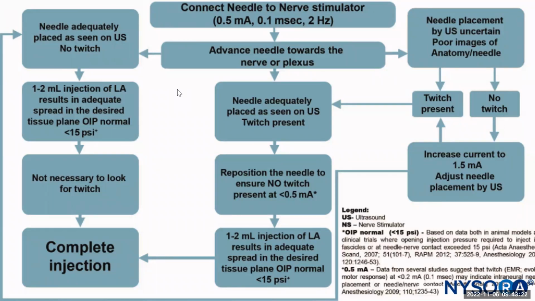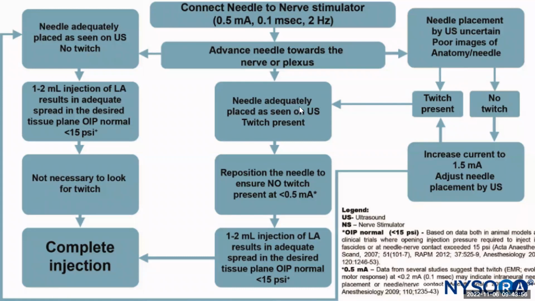All right, so you connect the needle to the nerve stimulator, and we advance the needle towards the nerve as we showed on the previous image, with the needle adequately placed as seen on ultrasound. If you have no twitch, and again, this is comparing nerve stimulation paired with ultrasound. So for needle placement by ultrasound, if you have uncertain or poor images, they recommend at this point turning on the stimulator and seeing if you have a twitch.